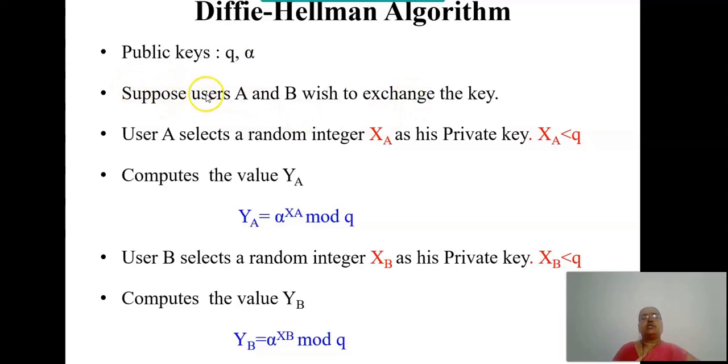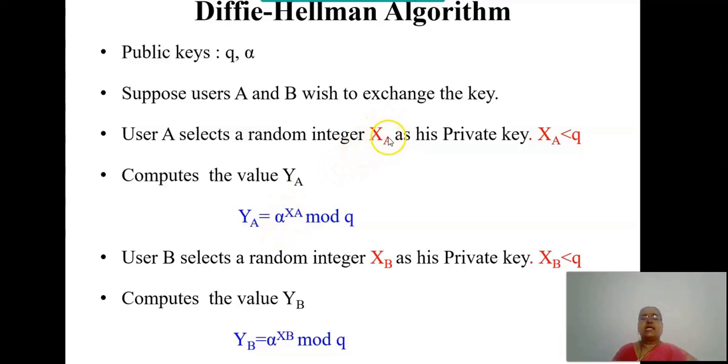Okay. Now, suppose A and B wish to exchange a key. A chooses one random integer xa such that the xa value is less than q. He can choose any value from 1 to q minus 1, since q is a prime number, and he keeps that secret. So this is similar to your I value.